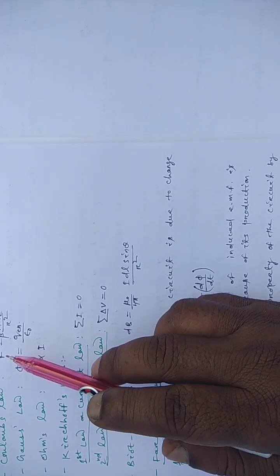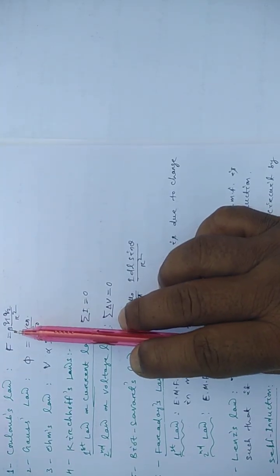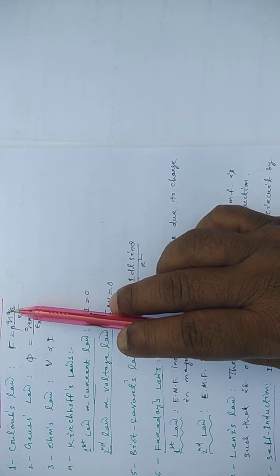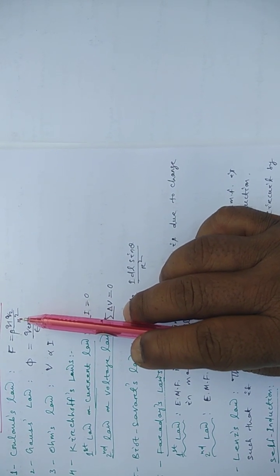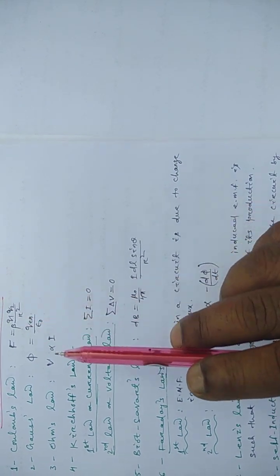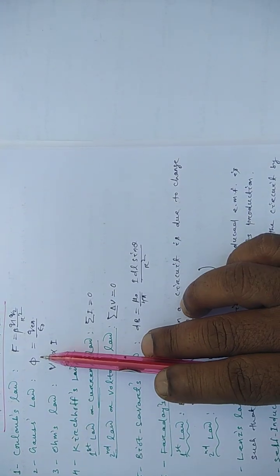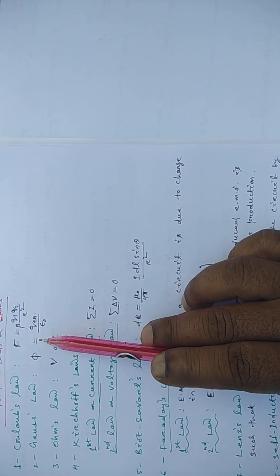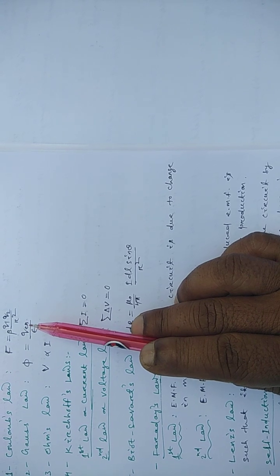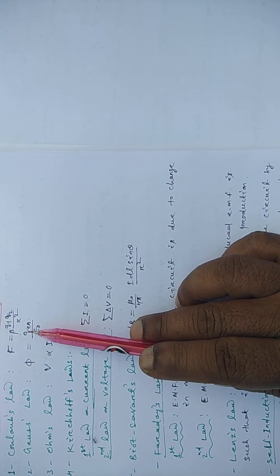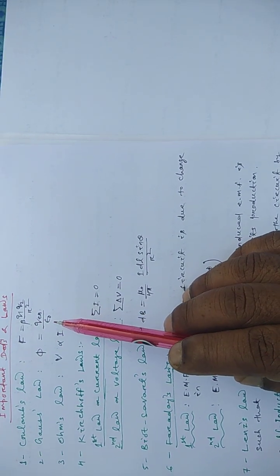Dear students, some important definitions and laws. First is Coulomb's law. Coulomb's law between two point charges is directly proportional to the product of the two charges and inversely proportional to the square of the distance between them. Then Gauss law. Gauss law states about the electric flux, which is equal to 1 by epsilon naught times the charge enclosed by the Gaussian surface.